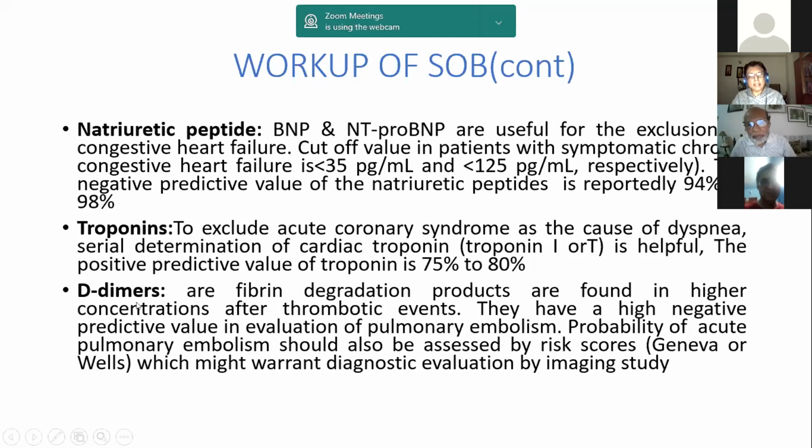And D-dimer, again, also caught much attention in the COVID era. It is a fibrin degradation product, found at a higher detectable level after a thrombotic event. It also has a high negative predictive value. The positive predictive value is not that good. It almost rules out pulmonary thromboembolism as a cause. If we cannot rule it out, then the other investigations come into play, supplemented by imaging studies, and we assess the risk scores by the Wells criteria or the Geneva criteria.